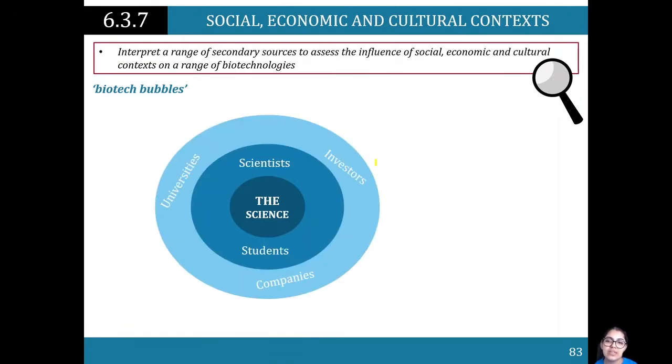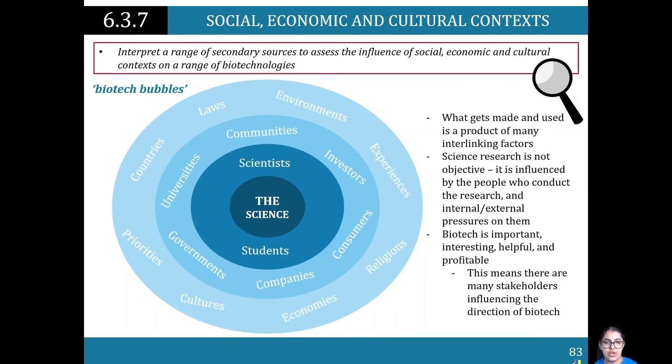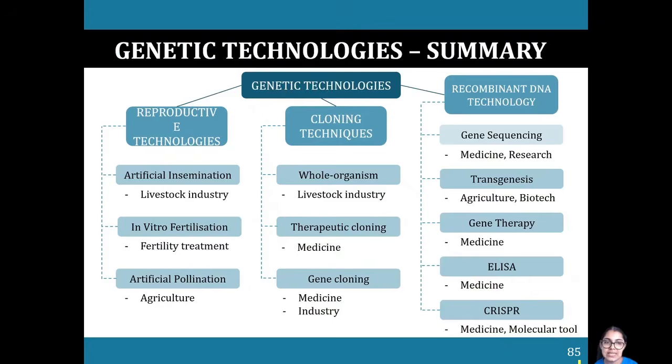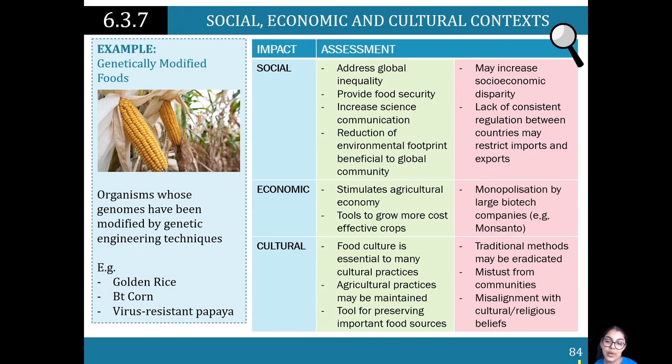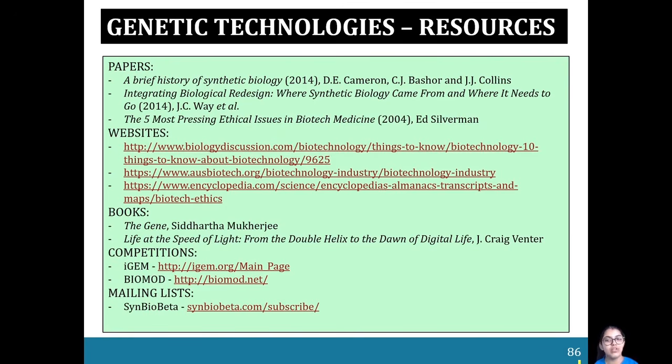I will also leave the social, economic, and cultural context for you, because this is just putting together the influence of social, economic, and cultural context on biology, on these biotechnologies. That includes looking at the big picture of countries, law, environment, religions, and economies, and bringing that down to the science and the students and the relationship between the two. These examples I will leave for you to have a look at, and this is what we have covered, and these are some resources for you if you want more examples for genetic technologies.